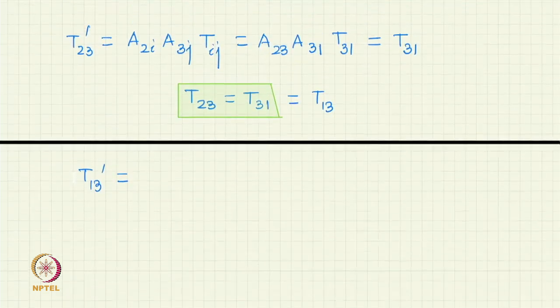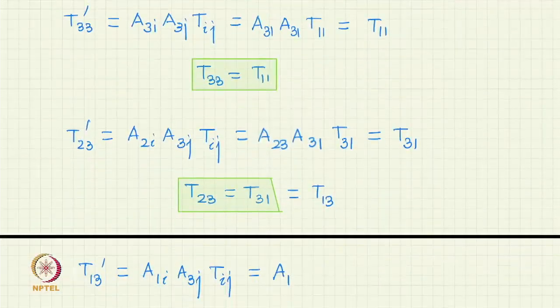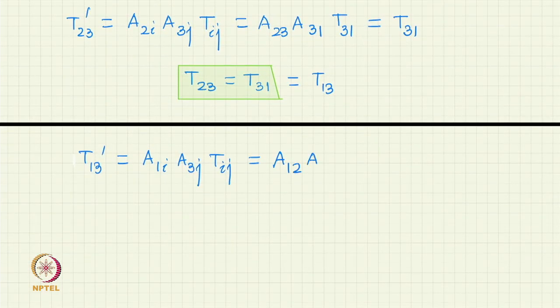Now, T13 prime is equal to A1i, A3j, Tij. So, A12, A31, T21. So, that is T21. So, that means T13 is equal to T21, which is equal to T12 using the symmetry relations.